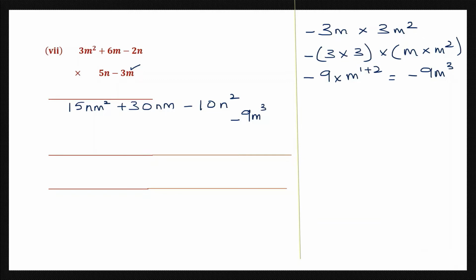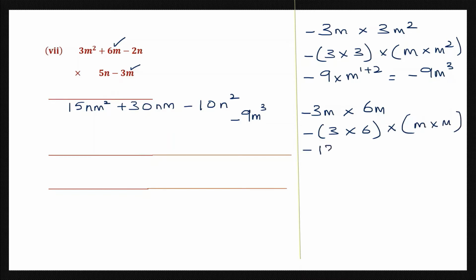Now we finished with 3m squared. We'll take minus 3m and 6m. So minus 3m into 6m. That is plus into minus is minus. 3 into 6 into m into m. So that is minus 3 6s are 18 into m to the power of 1 plus 1, which is minus 18m to the power of 2. Now we don't have a column for that, so that will also be separate. Minus 18m to the power of 2.